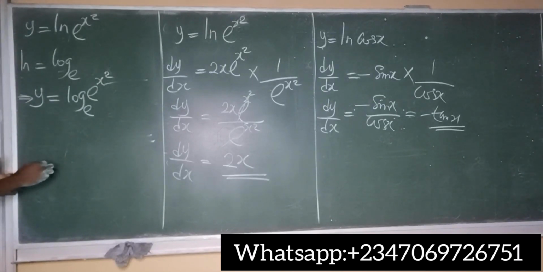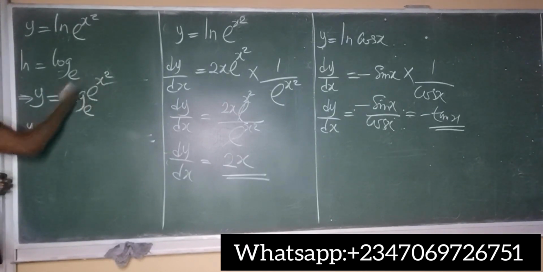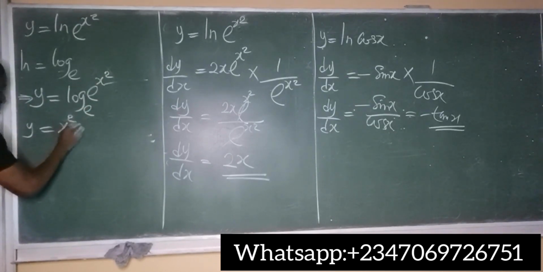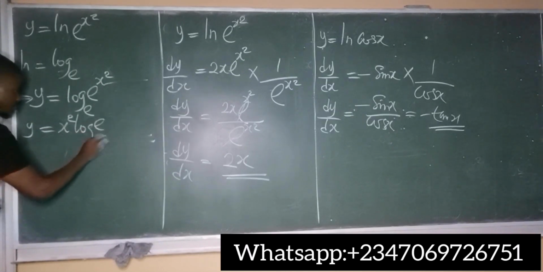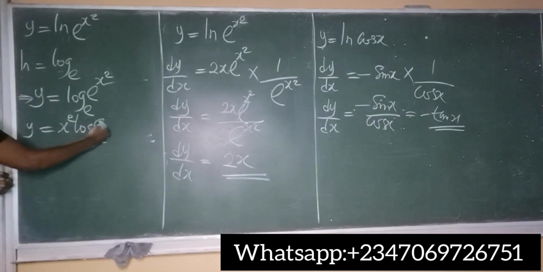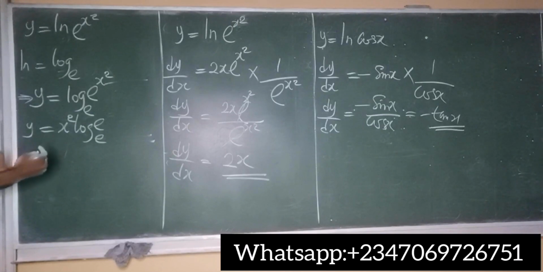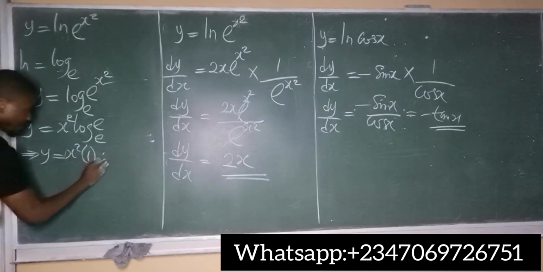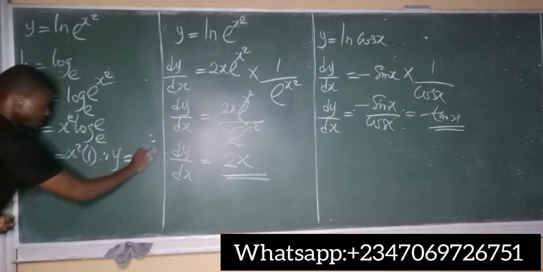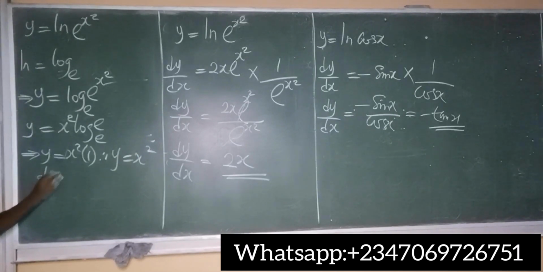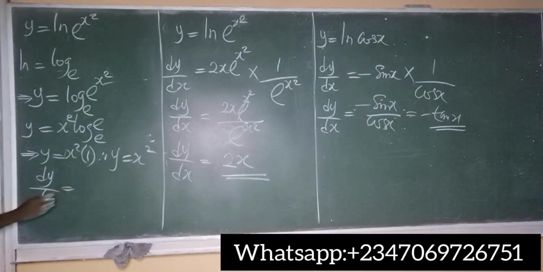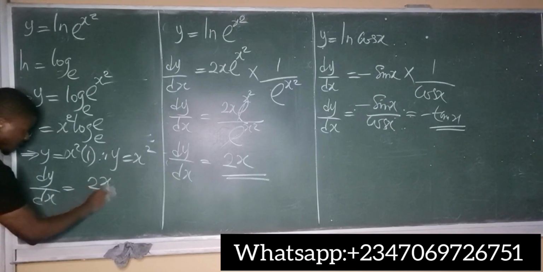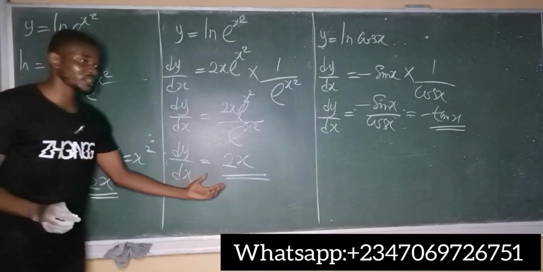And of course, from the rule of logarithm, I can simply say y is equal to, simply bring the power down. So I have x squared log e to base e. And of course, when a log has the same number as the base, it's actually what? 1. So this simply means that y is simply x squared times 1, and therefore y is equal to x squared. So which means dy/dx is actually what? 2x, which is the same thing as what we obtained here.